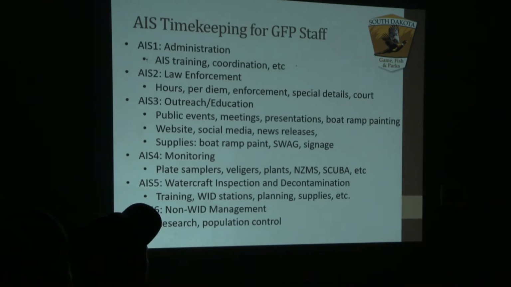So a little bookkeeping here with GFP employees. We have different codes for our AIS work that we do across the state. The primary two that you're going to be looking at are AIS 3, which is our outreach and education, and AIS 5, which is watercraft inspection and decontaminations. So when you guys are out there doing signage or boat ramp painting, you would be using AIS 3. And when you guys are doing roving WID, that would be AIS 5. If you ever have any questions on that, just let me know, but we want to make sure that we're documenting this correctly as well.